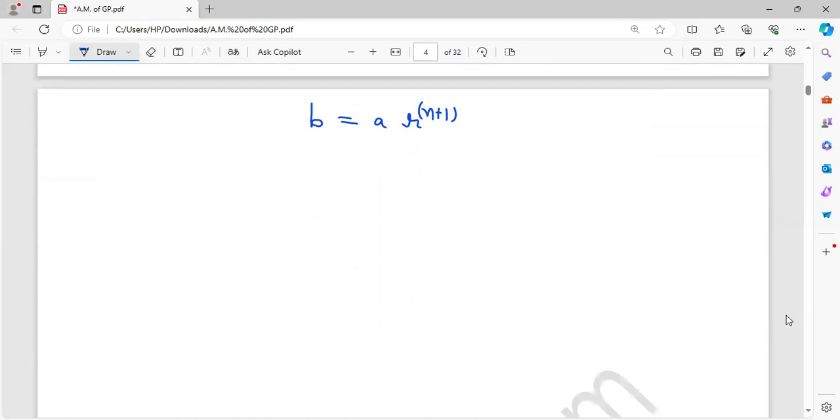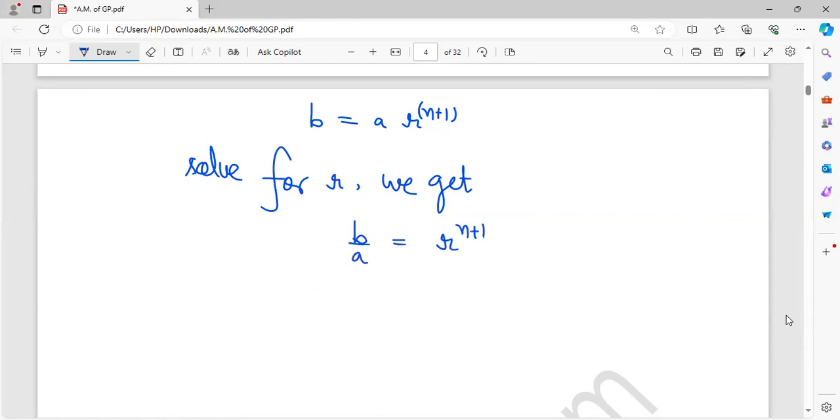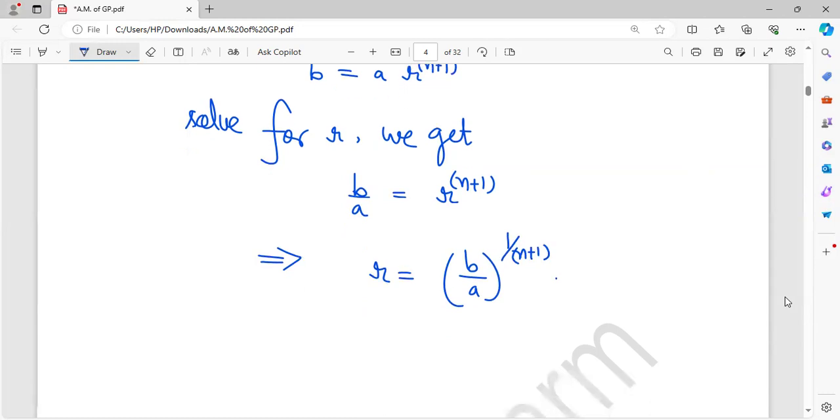So tell me, solve for R. We get B upon A is equal to R to the power N plus 1. So this implies R is equal to (B upon A) to the power 1 upon N plus 1. So this is the common ratio. Once the first term A is known, now we have found the common ratio. Now what is G1?